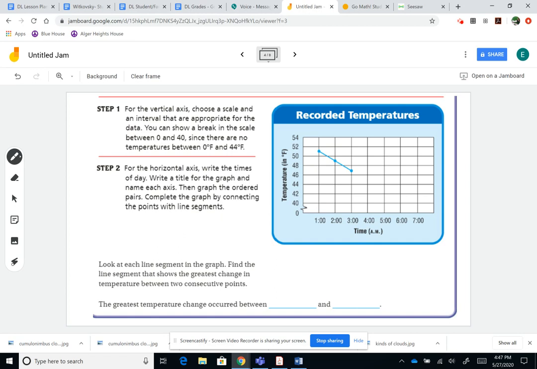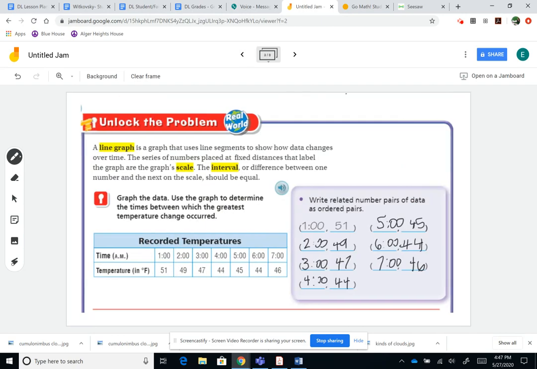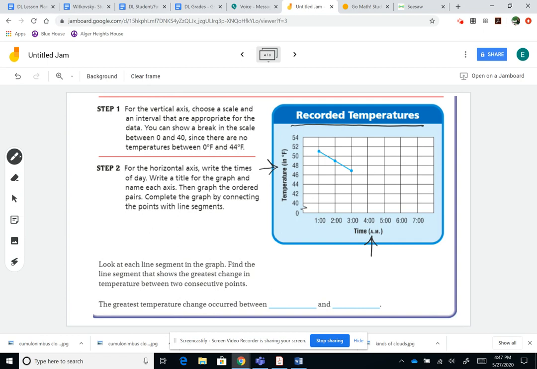So they titled it for us. They titled it Recorded Temperatures. They have the temperature on the y-axis, and they have the time on the x-axis. So it looks like they did 1 o'clock, 2 o'clock, and 3 o'clock for us. So let's go to 4 o'clock. At 4 o'clock, it was 44 degrees, and so that's on a spot right there.